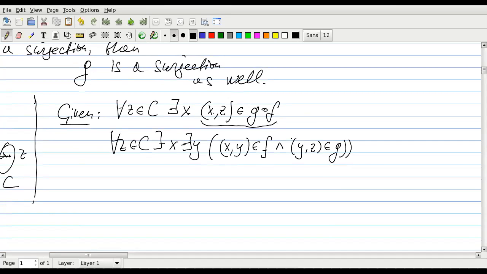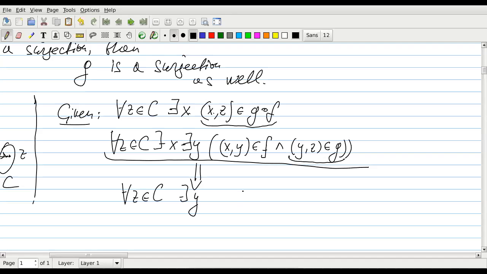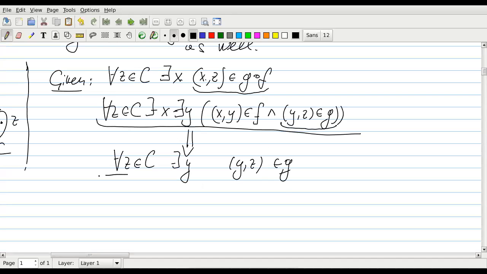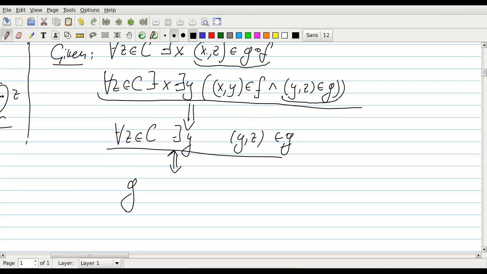y, z belongs to G. But does this part depend on x? No, it doesn't. So anyway, this statement means that for each z, there exists such y so that y, z belongs to G. But this is exactly the surjectivity condition for G. Isn't it?